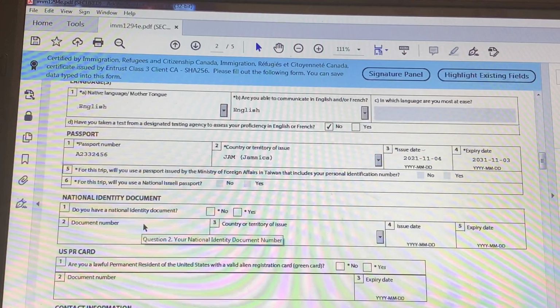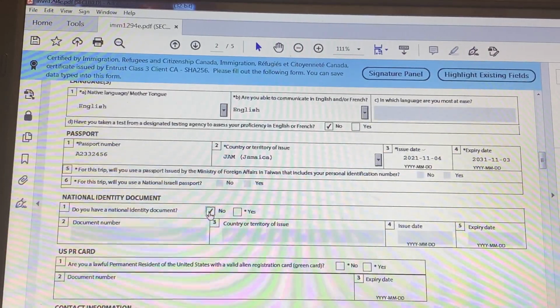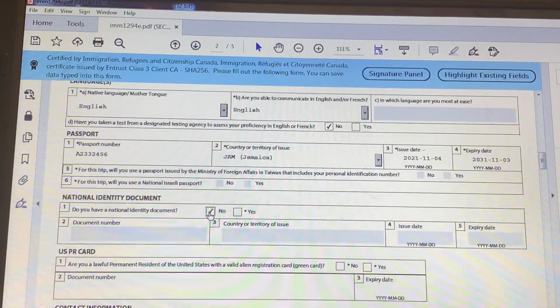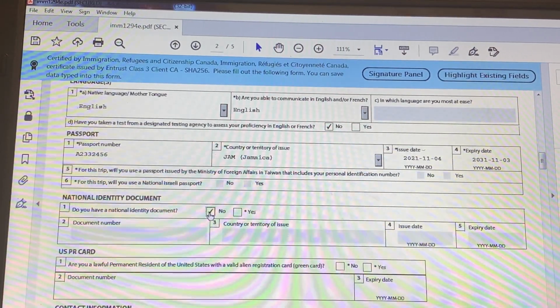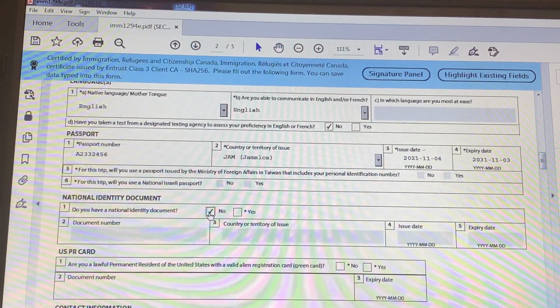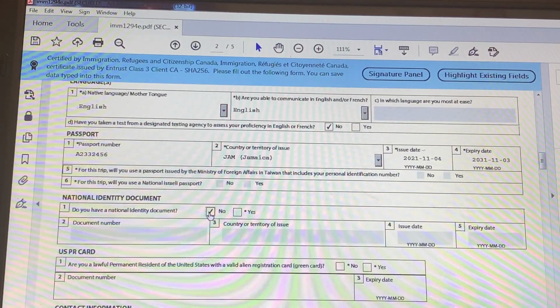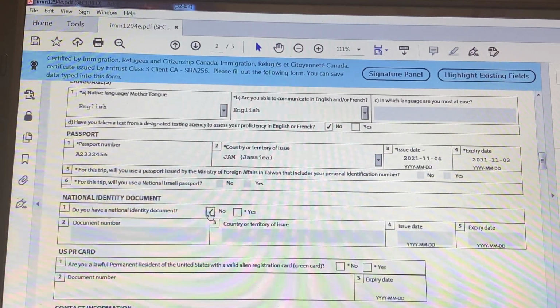Do you have a national identity document? This is no, guys, and this is a question that I get very commonly. A national identity document is a document that some persons use instead of a passport. Some countries use what is called a national identity document instead of a passport, and that is when you would select yes, if you are from one of those countries. Guys, your national identity document is not referring to your voter's ID or a driver's license. The answer to this question is no.